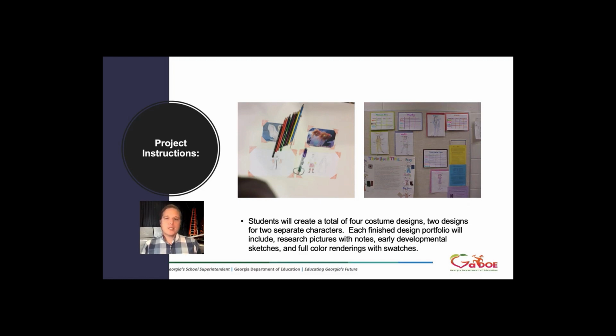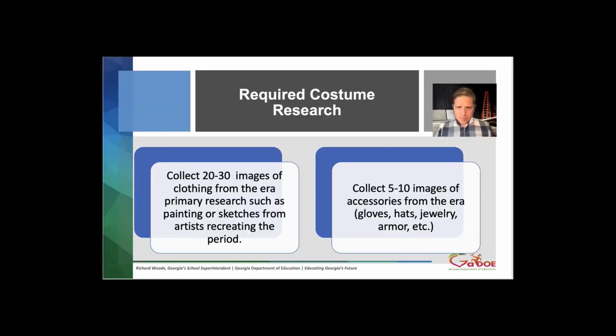But you're actually going to create a character that did not exist, and you're going to draw from all of those particular research pictures. So a suggestion for the research here is 20 to 30 images of clothing, and then 5 to 10 images of accessories from the era as well. So that would include gloves, hats, jewelry, or armor.